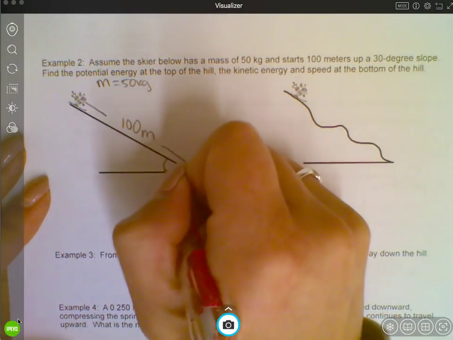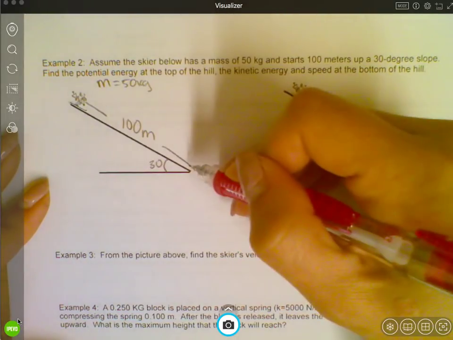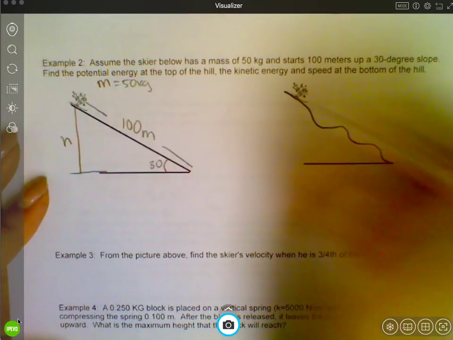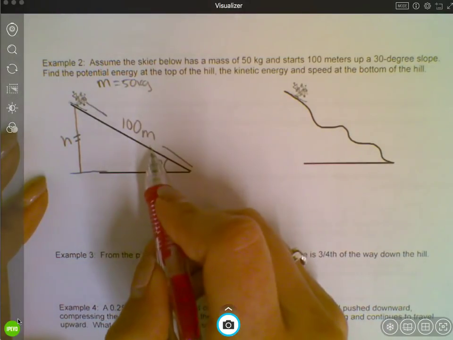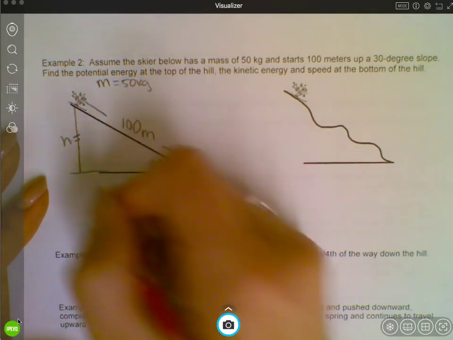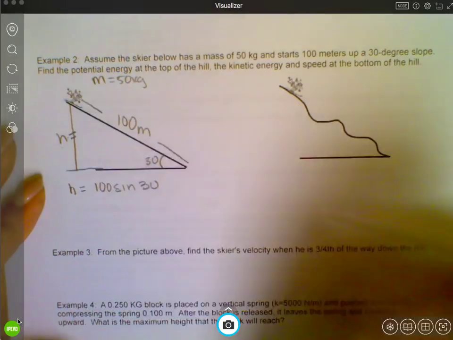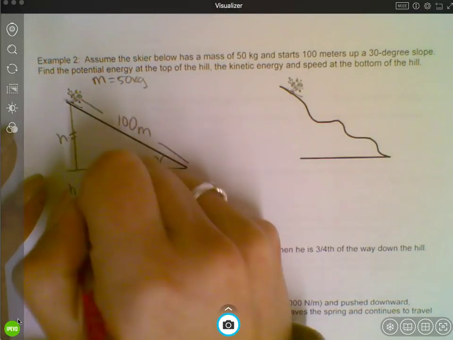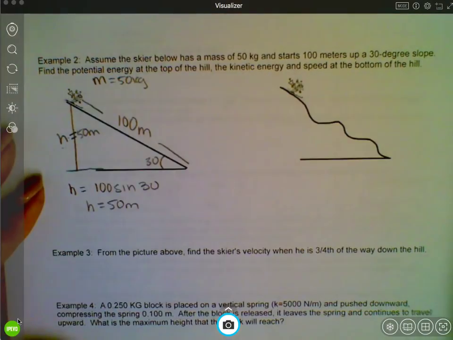So this is 30 degrees. We do not base height on this diagonal. We base the height from the ground like that. So that would be his height. Let's solve for the height first because this 100 is not really helping us. That's the opposite side, and 100 is the hypotenuse, so height is equal to 100 sine 30, which is 50. So his height is 50 meters up.